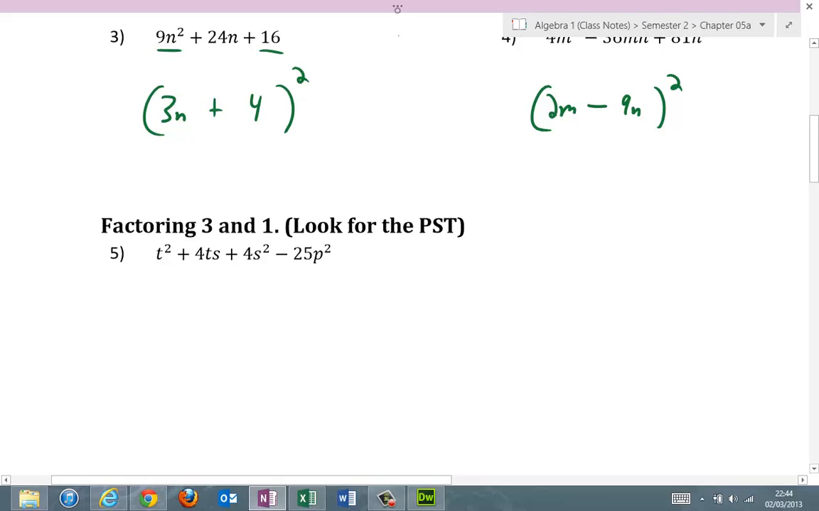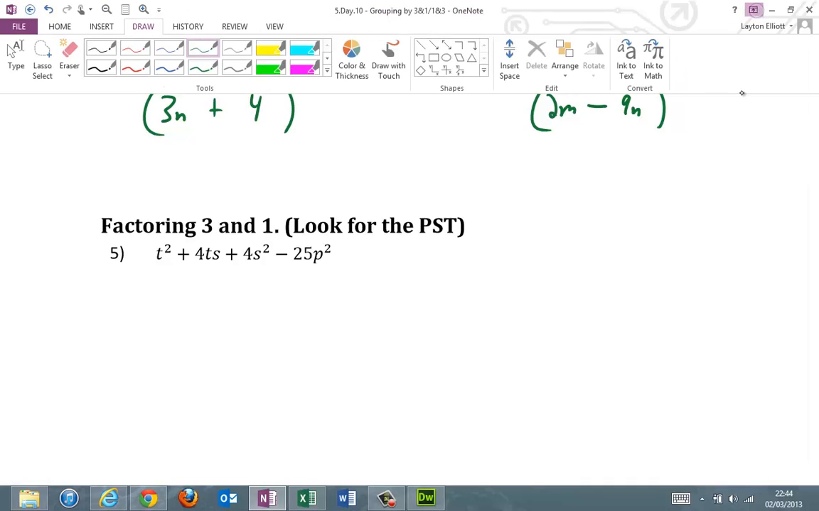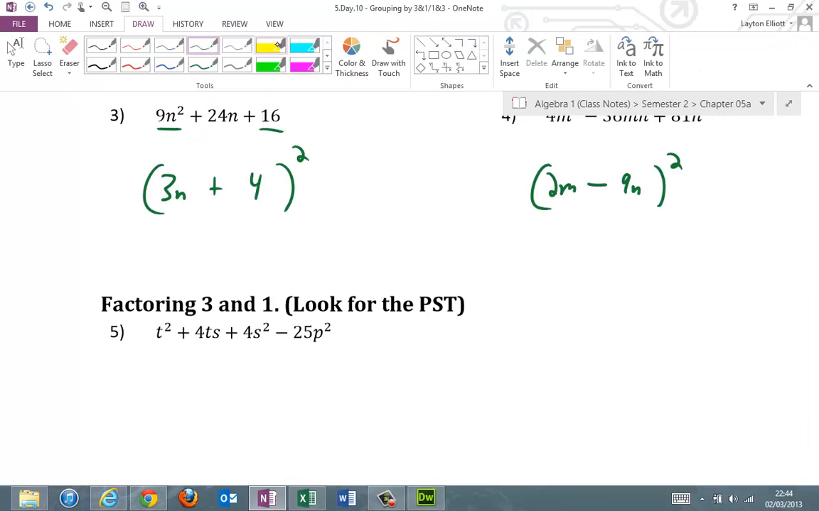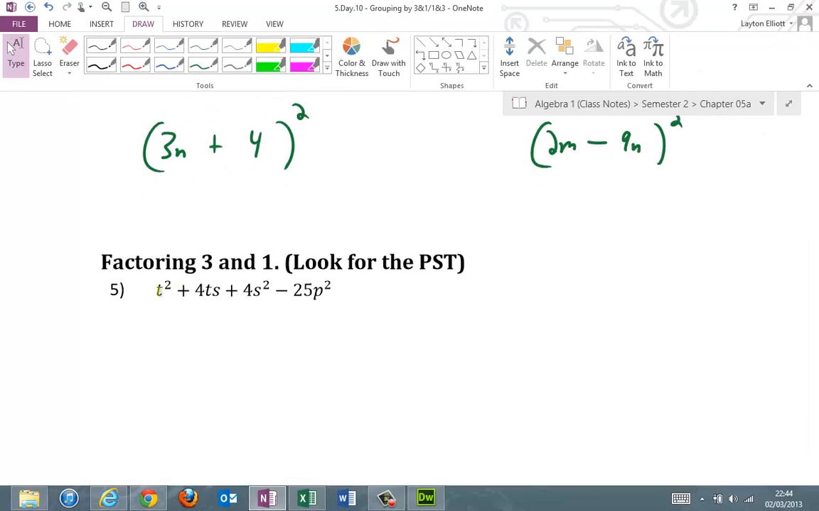3 and 1, I'm going to take a highlighter and I'm going to look for perfect squares. We're going to look for 3 of them, because if we have 3 perfect squares, we probably have a 3 and 1. Here's a perfect square. I've got a t squared. I also have a 4s squared, and then I have a 25p squared. Those are all perfect squares. Once I've identified the 3 of them, I look to see which one has the minus in front of it. This one has the minus in front of it.